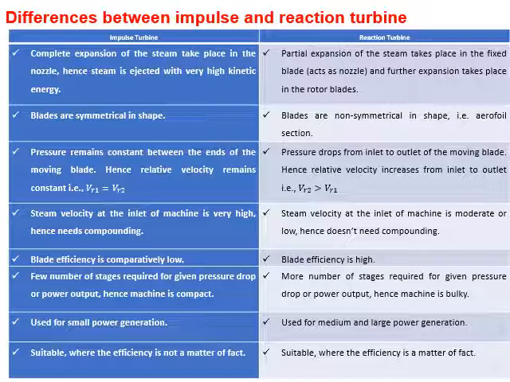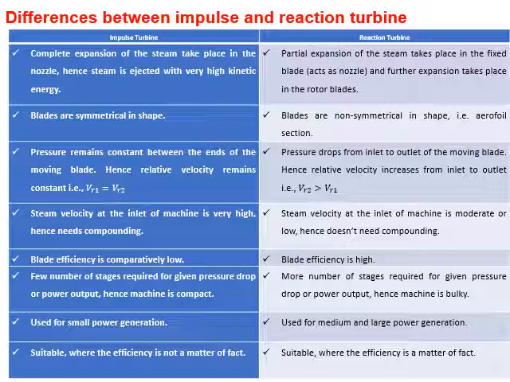In a reaction turbine, the steam velocity at the inlet of the machine is moderate or low, hence it does not require compounding. The blade efficiency is comparatively low in an impulse turbine, but in the case of a reaction turbine, the blade efficiency is high. In an impulse turbine, a few stages are required for a given pressure drop or power output and the machine is compact. In a reaction turbine, more stages are required for a given pressure drop or power output and the machine is bulky.